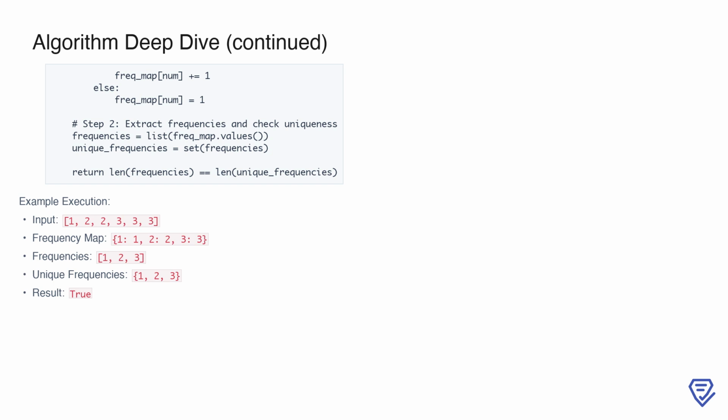Finally, we compare the lengths of the frequency list and the set. If they match, it means all frequencies are unique, and we return true. Otherwise, we return false. For example, given the input array 1, 2, 2, 3, 3, 3, the algorithm generates a frequency map of 1:1, 2:2, 3:3, a frequency list of 1, 2, 3, and a unique frequency set of 1, 2, 3. Since the lengths match, the result is true. This approach is both efficient and easy to understand, ensuring that the problem is solved optimally.